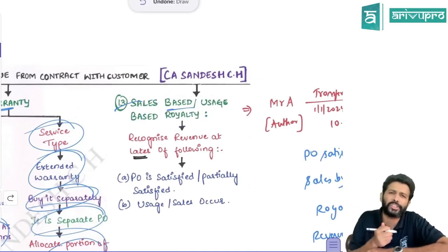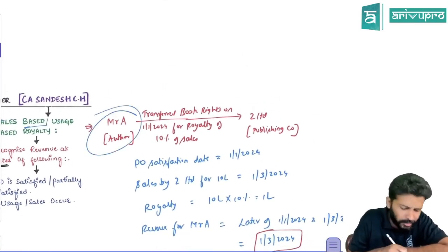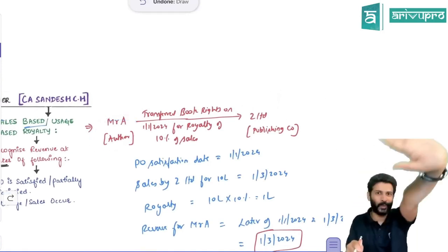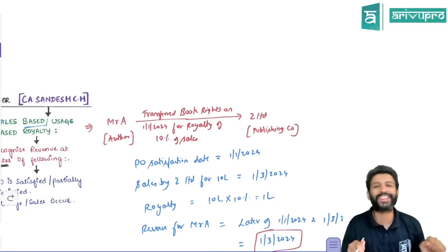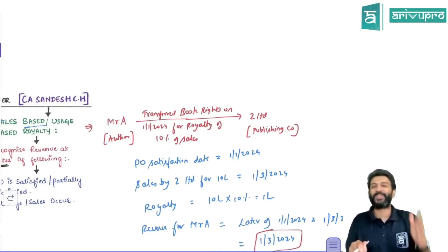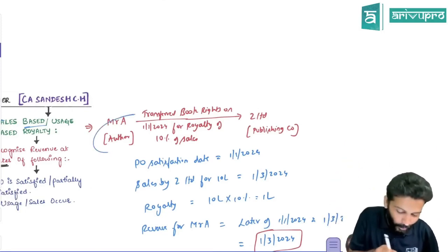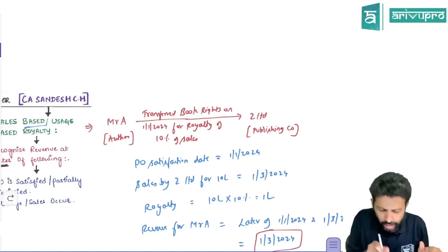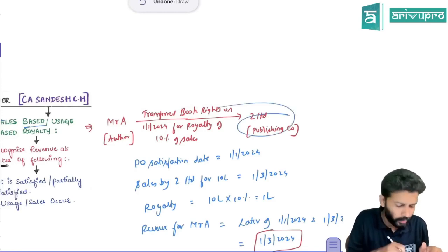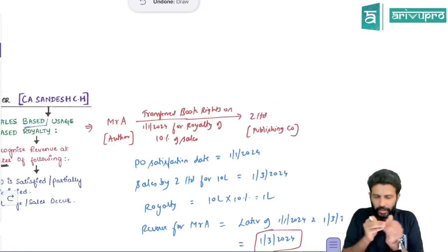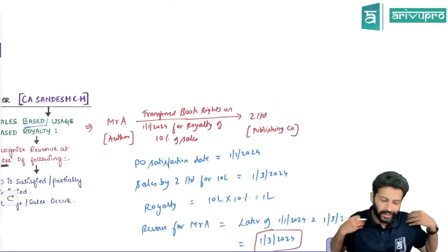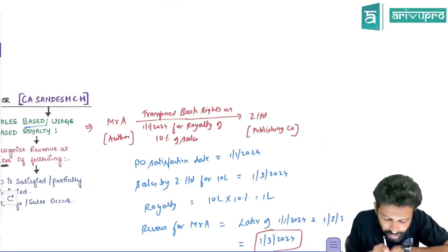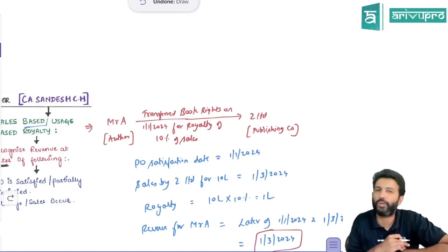Now, what is a sales based or usage based royalty? Let's take an example. Let's say there is Mr. A. He's the author of one book, like how to clear CA examinations with a rank, or how to score a first rank in CA examination. An author obviously writes the book, but he will not publish the book. So he transferred the book rights to a publishing company, let's say Z. So A Limited and Z Limited entered into a contract, and the book publishing rights were transferred from A Limited to Z Limited on 1st January 2024, let's assume.